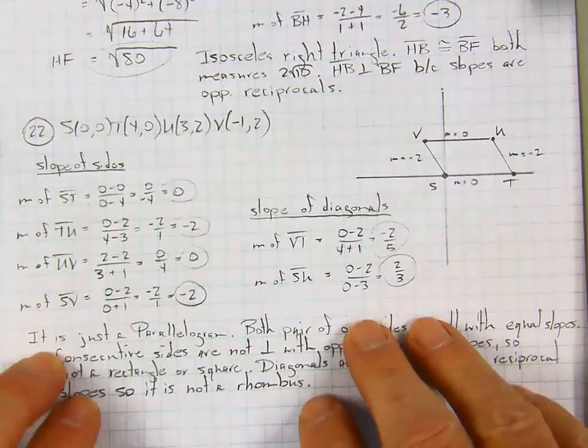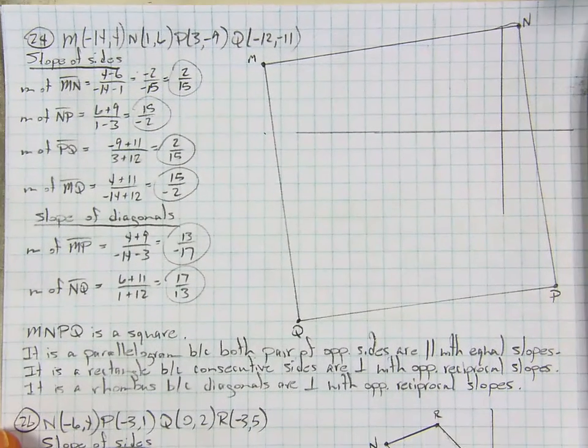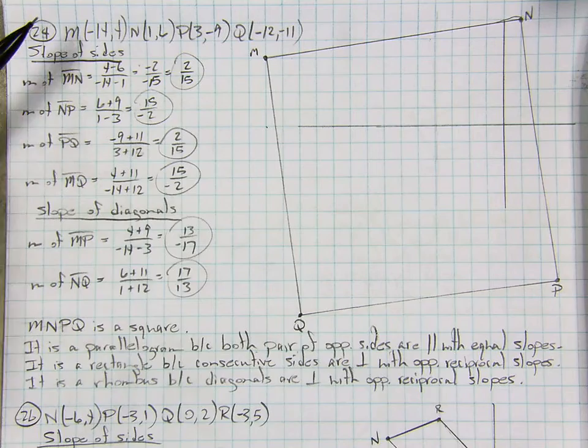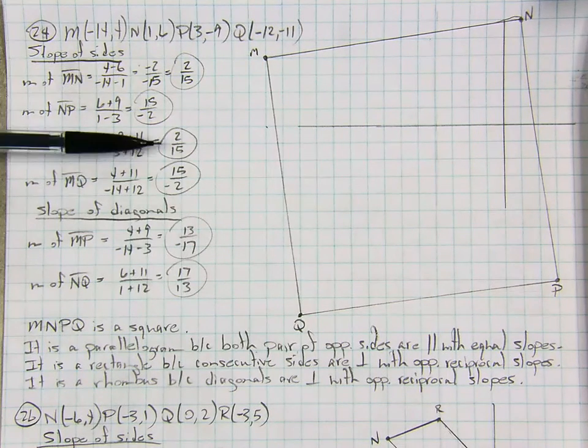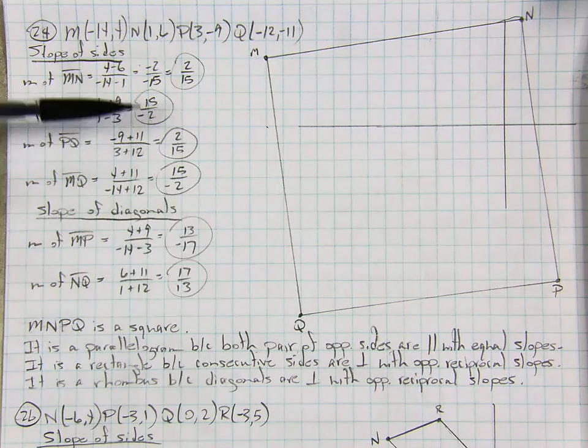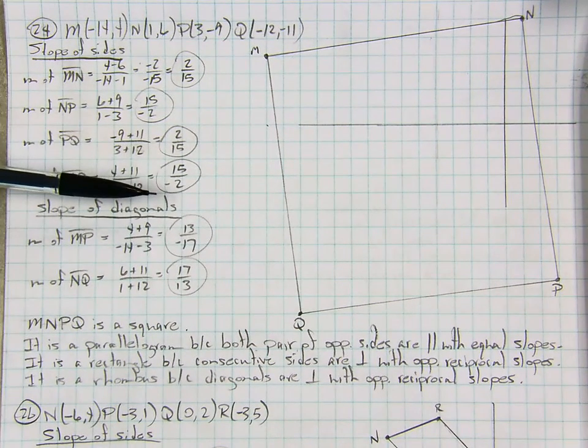All right, number 22. All right, that was 22. Number 24, same thing again. We graph the 4 points. Here's the graph. It's a big old square, looks like. But we have to make sure we find the slope of the sides. See, we do the same thing every time. Find the slope of the sides. From the slope of the sides, we can determine, is it a parallelogram? Yes. This segment and this segment have the same slope. This segment and this segment have the same slope. So opposite sides are parallel.